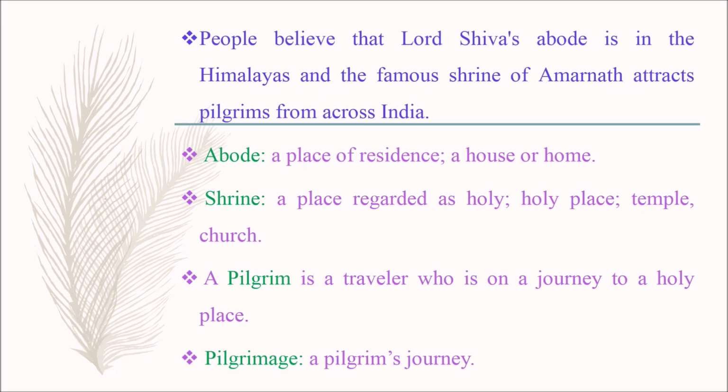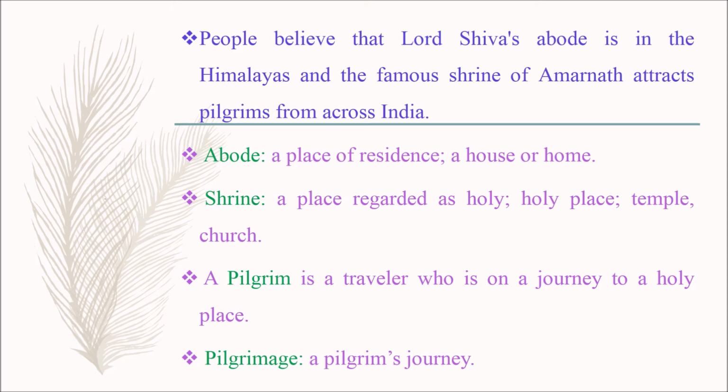Now, let's see some keywords: abode, shrine, pilgrim, pilgrimage. So, what is meant by abode? Which means a place of residence, or in other words, a house or home. Shrine means a place regarded as holy, in other words, a holy place like a temple, church, etc. A pilgrim is a traveler who is on a journey to a holy place. Pilgrimage means a pilgrim's journey.